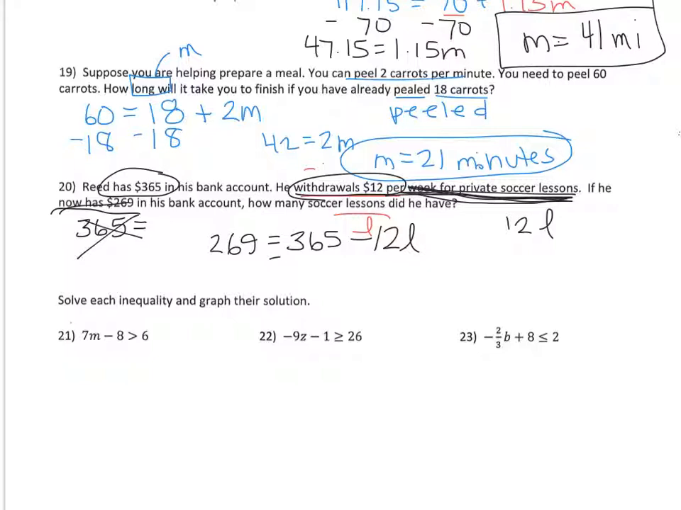So now I'm going to subtract 365 from each side. So 269 minus 365 is negative 96 equals negative 12L. So I divide both sides by negative 12. 96 divided by 12 is 8, so we had 8 lessons.